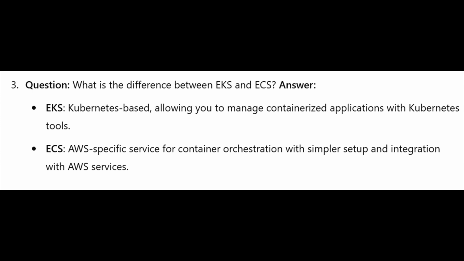Question: what is the difference between EKS and ECS? Answer: EKS is Kubernetes-based, allowing you to manage containerized applications with Kubernetes tools. ECS is an AWS-specific service for container orchestration with simpler setup and integration with AWS services.